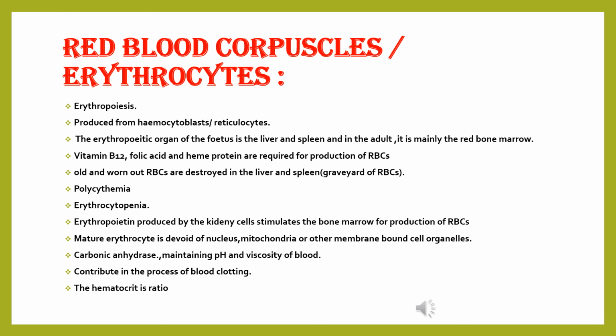If it decreases, then it is called erythrocytopenia. In our body, there are some hormones produced by organs to produce RBC. For example, the kidney: the kidney cells produce erythropoietin hormone. That hormone stimulates the bone marrow cells to produce the RBC.